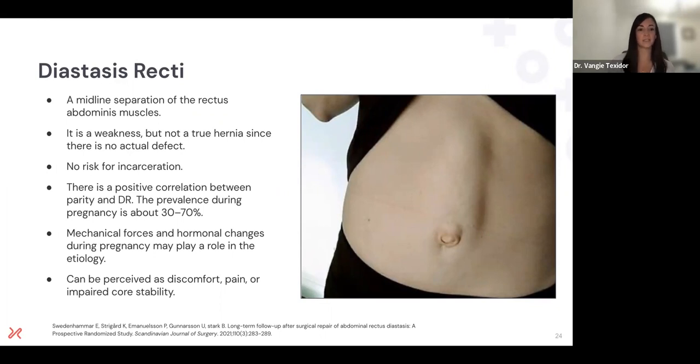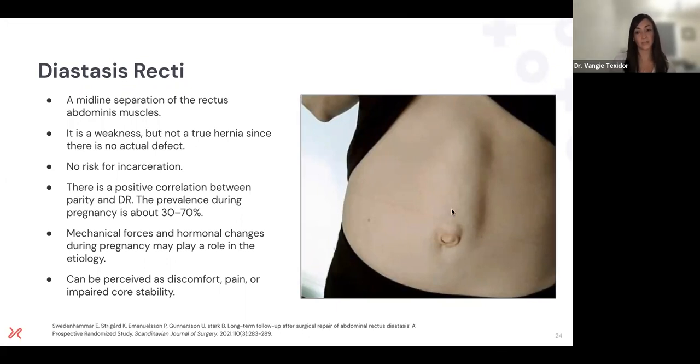A diastasis is just a midline separation of the rectus, where we normally have the linea alba, in patients who have a six-pack that's just stretched out. So it's a weakness, it's not a defect. So there's nothing to repair or patch up in essence. There's no risk of incarceration because there's no defect.